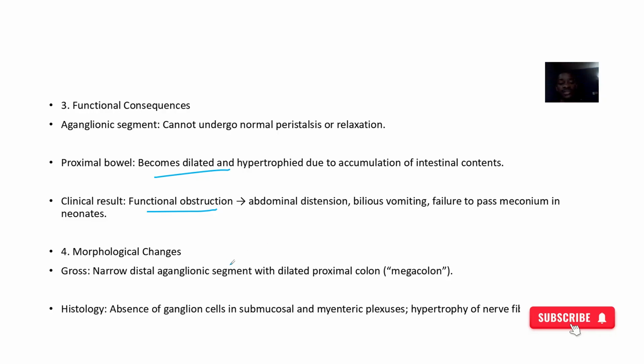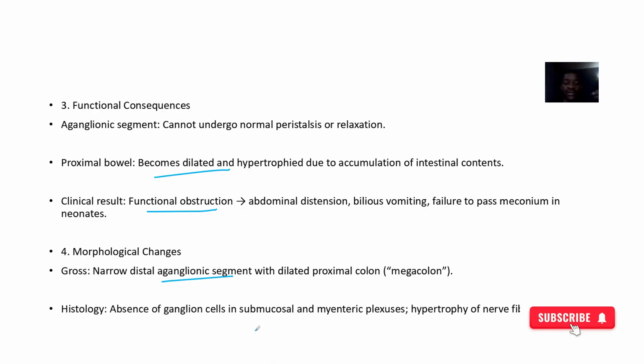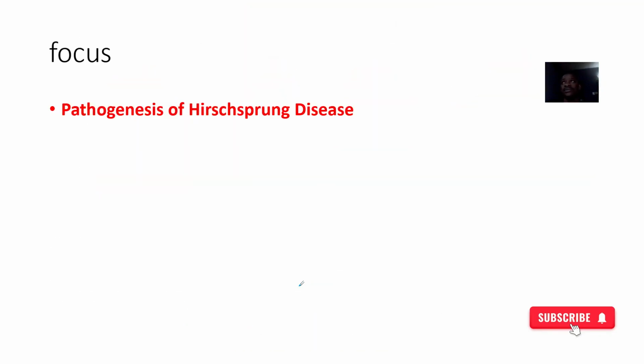So morphological changes: if you come down to the rectum, it is contracted, while up here in the colon it is so large, right? So there's contraction down while there's dilation up. And there's also absence of what? Of ganglion cells, okay, or you could say that basically the nerves are not functioning. Do you understand? So that's what we got for this.